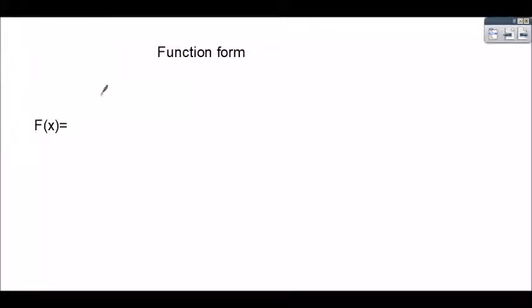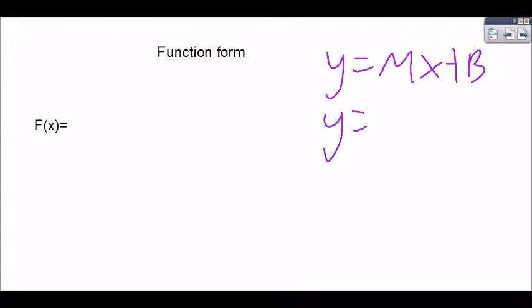Today we're going to work on function form. Function form is saying I have y equals mx plus b, but I have another line that I want to draw in there that's also in the same format. I have two y's now, and that can be confusing.